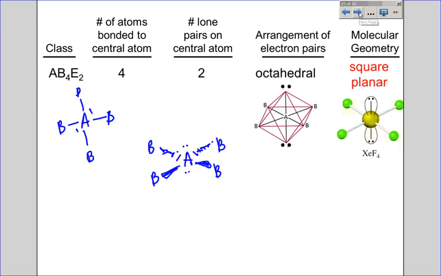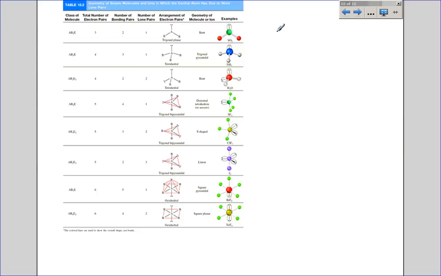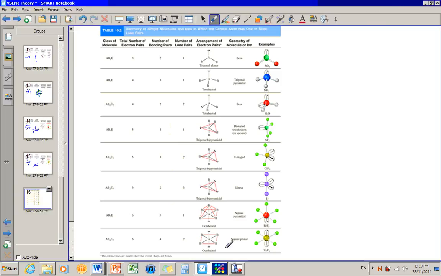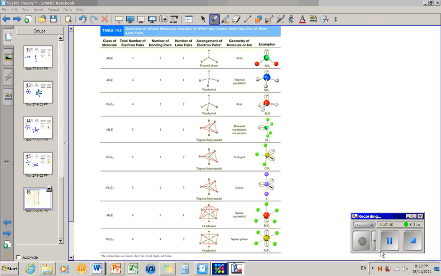All right, so what we have here is a summary, and this is table 10.2 in your textbook, and it shows a really nice summary of all the molecules that we've seen with lone pairs in them. And that concludes our lesson of the VSEPR Theory.